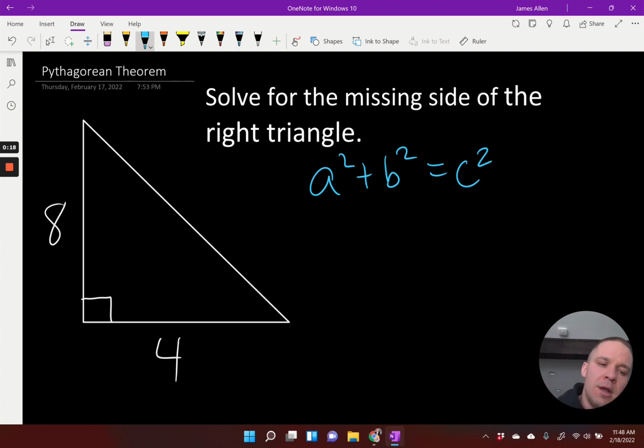All right. Now, we got to figure out which sides go with which. My two legs are my A and B. It doesn't matter which one's which here. All right, they are interchangeable. What really matters is that my hypotenuse, the one that's across from my right angle, that's my C, okay?